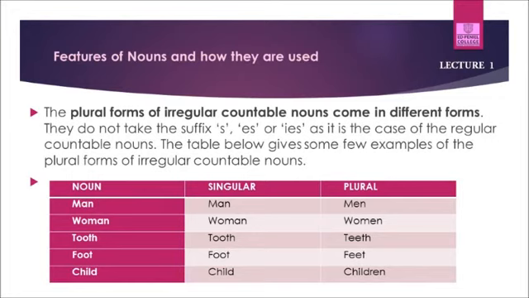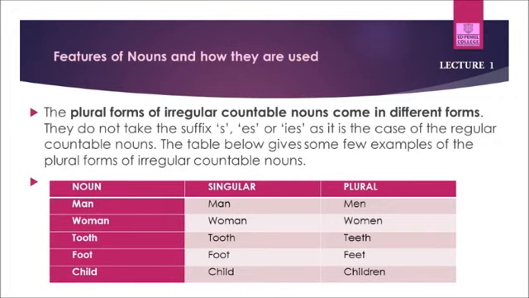The formation of the plural forms of irregular countable nouns is different. Some of them just have a vowel change in the middle, as in man, singular, and then men being the plural. We have tooth, and then teeth. Now, these are a few examples of the plural forms of irregular countable nouns.